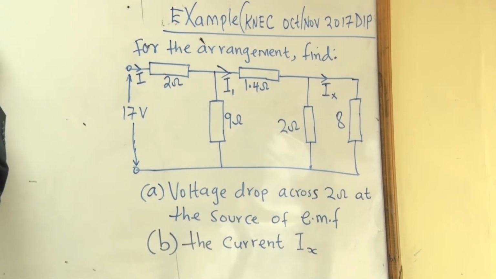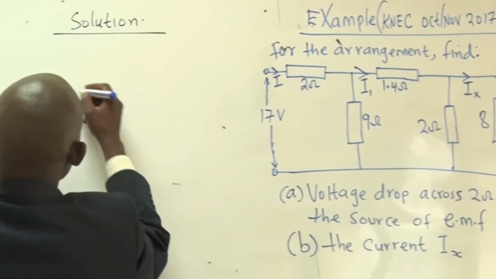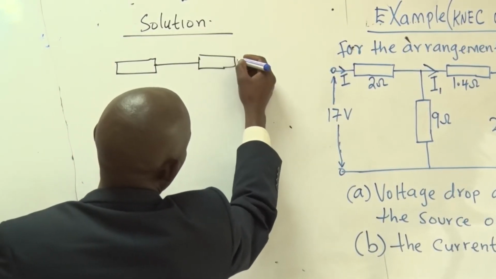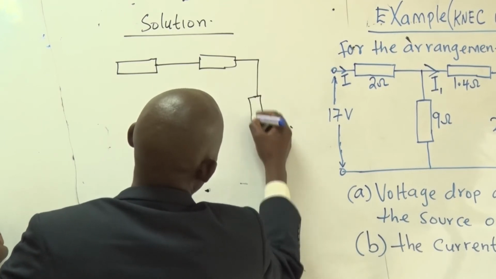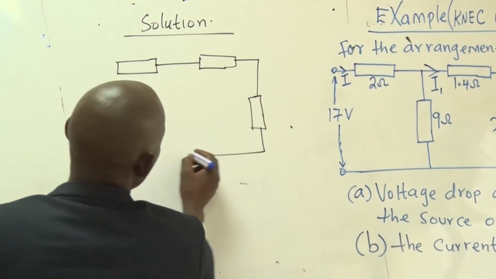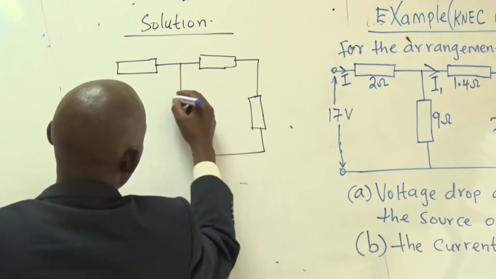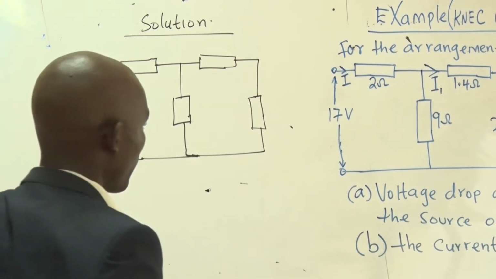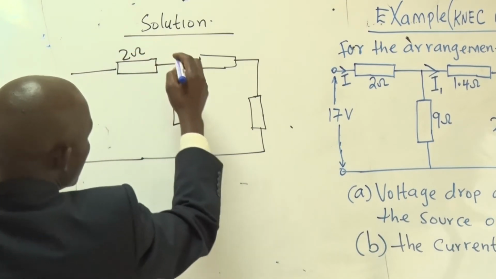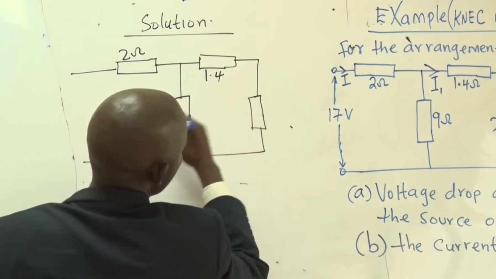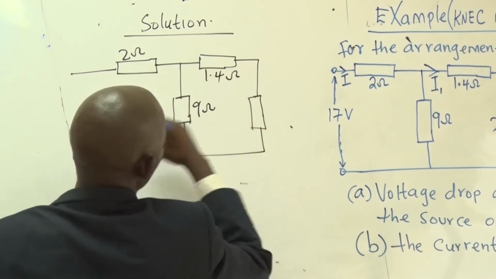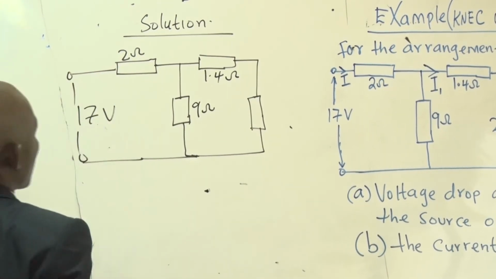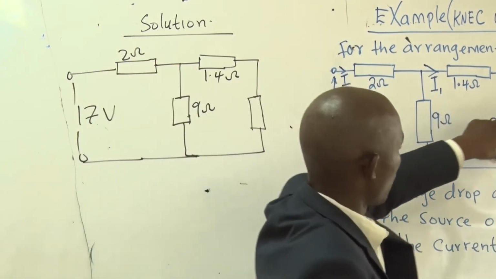So we will combine the two and I will redraw the circuit. So the solution will be, I will combine these two resistors like that. Resistors will be like that. So what I've done, this remains to be 2 ohms. This is 1.4 ohms, 9 ohms. Remember now, this is 17 volts. I want to combine these two.